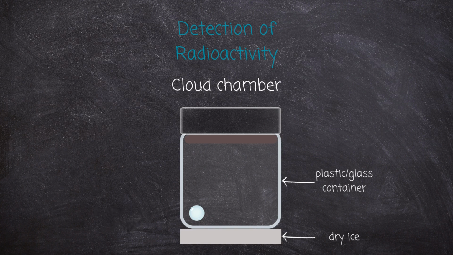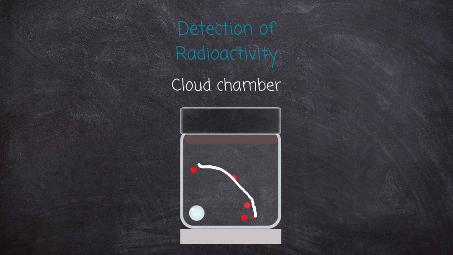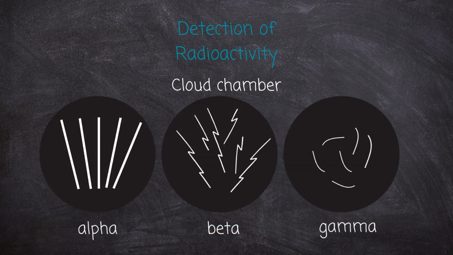Here's how it works. As radiation passes through the chamber of cold alcohol vapor, ions are formed and vapor condenses on them, leaving a visible trail of droplets. Alpha particles leave bold and straight tracks, whereas beta particles and gamma rays leave much fainter tracks.